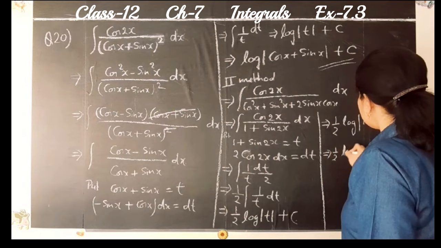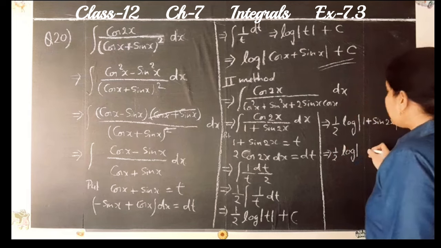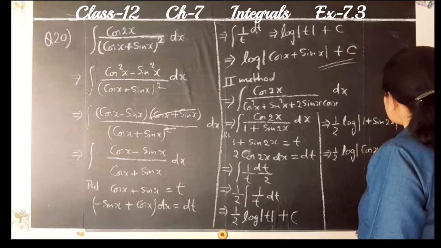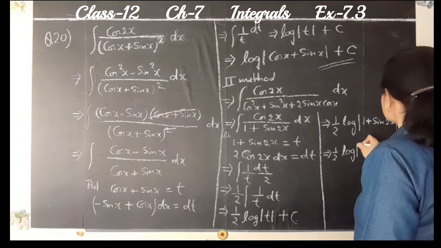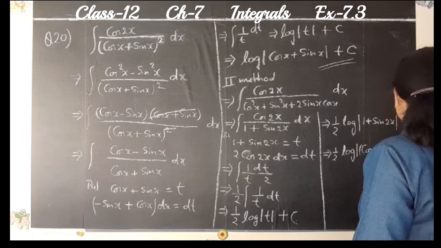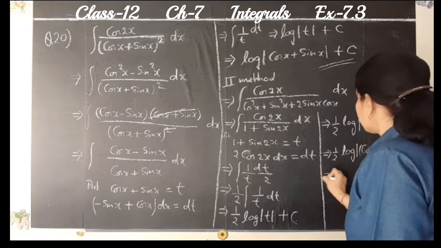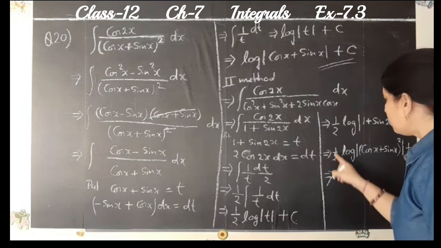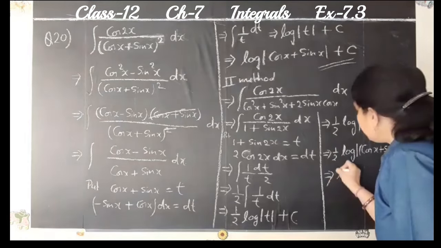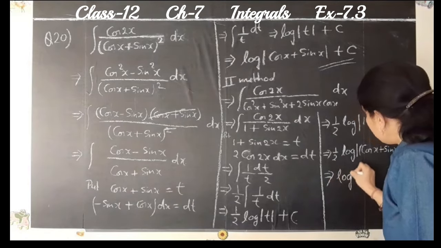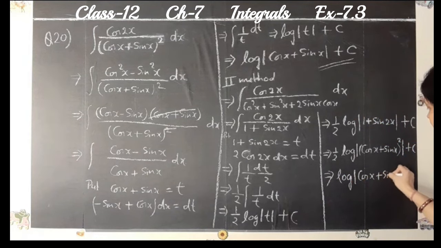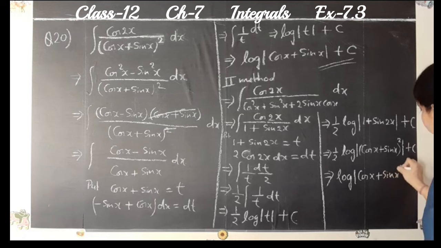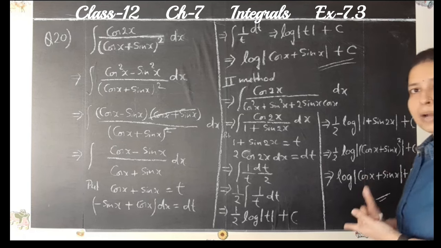1 by 2 as it is, log mod, we can write cos x plus sin x whole square plus this constant c. So finally this 2 will come here, so 2 by 2 becomes 1. So it becomes log mod cos x plus sin x plus this constant c. So this is your answer by the second method.